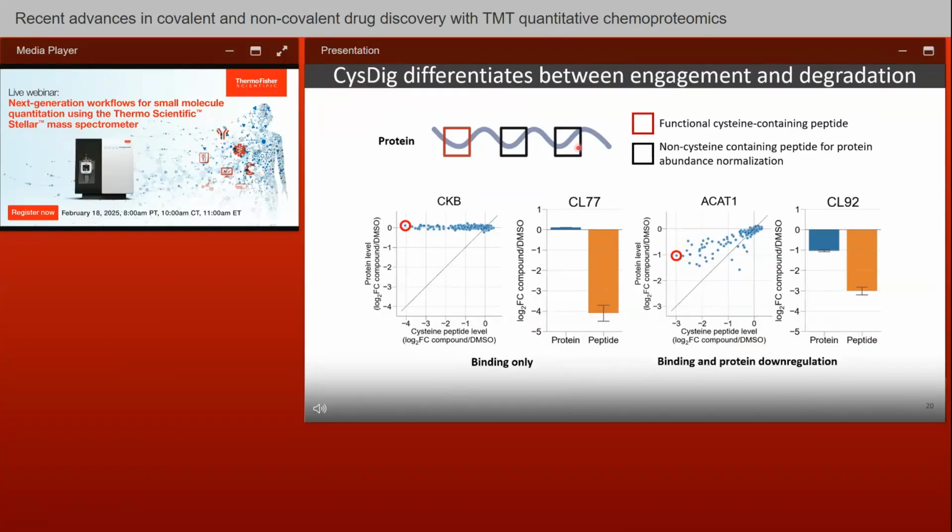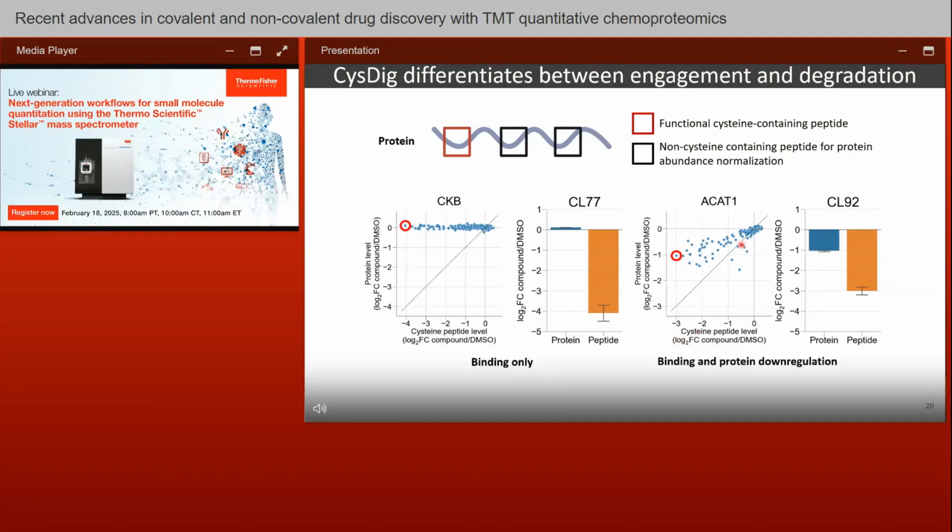And here are two different examples to show you degradation versus engagement. In the same assay, we have one peptide that contains the target cysteine, and also a couple of other peptides from the same protein to represent the protein abundance, right? So this is a protein, CKB. You can see that on the x-axis is cysteine peptide level, right? So you see the cysteine peptide decreases, whereas on the y-axis is the protein abundance. You see the protein abundance stays constant, which means this is a purely engagement event, and this is one of the compounds that can dramatically engage the cysteine.